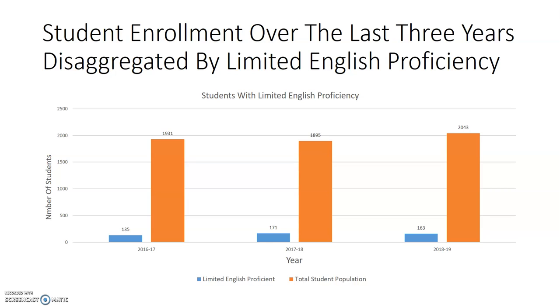So looking at limited English proficiency, our English language learners, over a 3-year time span. In 2016-2017, we had 135 students that had limited English proficiency. That went up in 2017-2018 to 171, and then in 2018-2019, we had a decrease from that previous year to 163 out of that 2,043, which had a higher student enrollment that year.